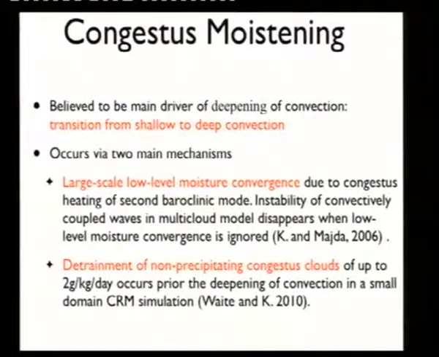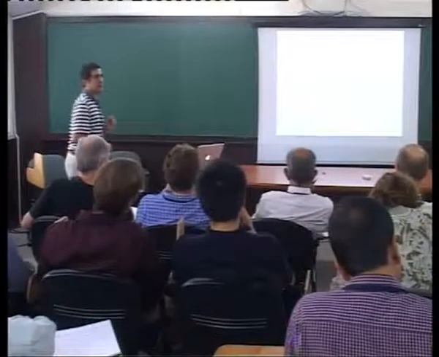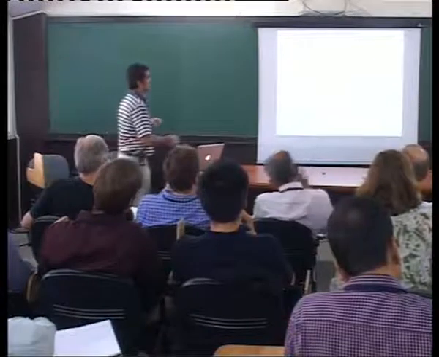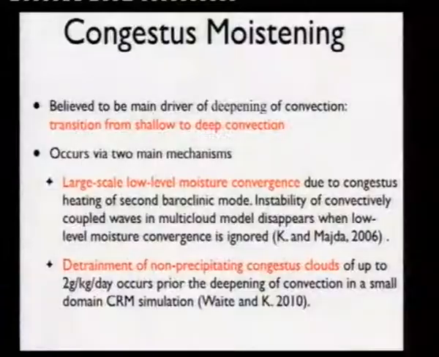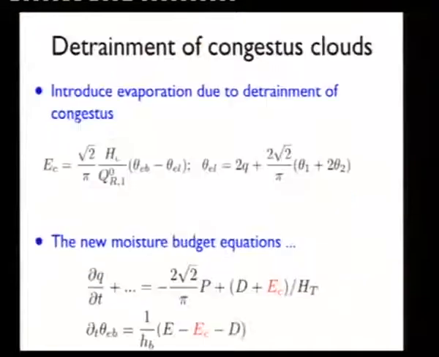There is also another mechanism, which we documented in this paper with Mike Lewis. The detrainment of non-precipitating congestus clouds can make up the transition from shallow to deep. So today I'm going to add this in this model. Before it didn't have it, it had only the large scale. Then I'm going to compare this diagnostic and prognostic stratiform closure and see if we can link the stochastic and the deterministic model.